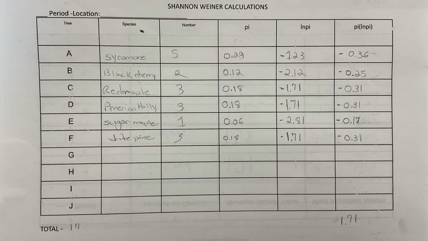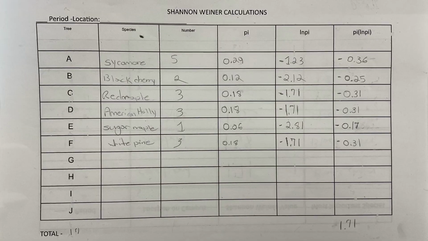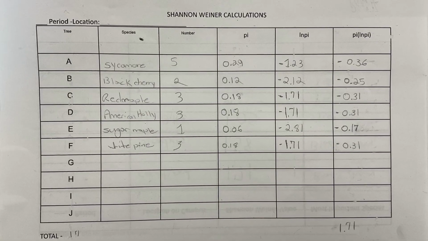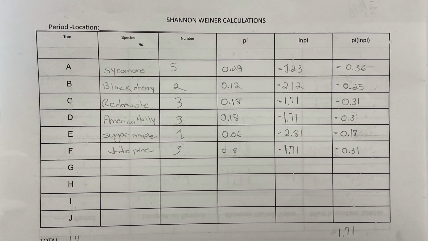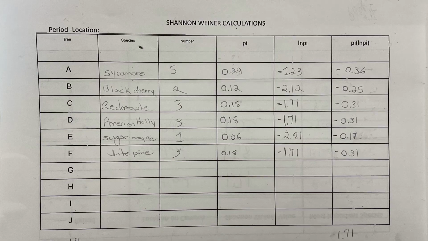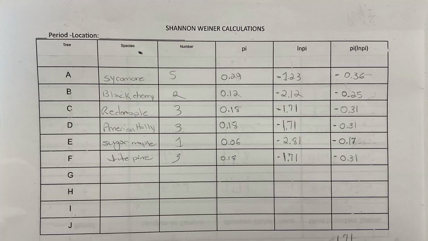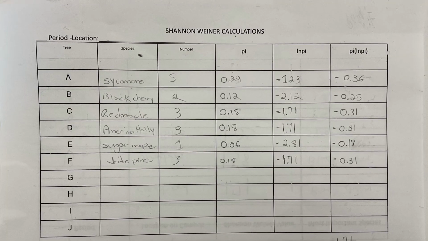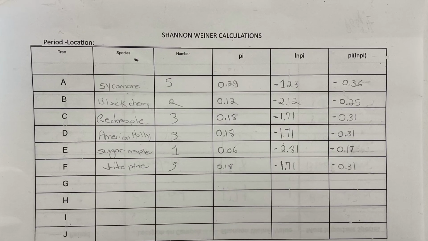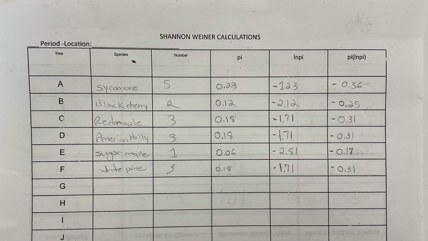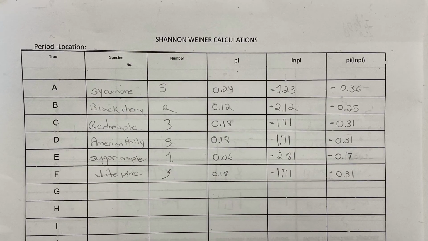After we do all that, we get the pi. For this last step, we are basically multiplying the second and third steps together to get our final answer. For sycamore, we're going to do 0.29, and a special thing you can do is take away the negative sign to make it easier. So we do 0.29 times 1.23, and our answer will be negative 0.36. Remember, when you take away the negative sign for the multiplication, make sure you bring it back.